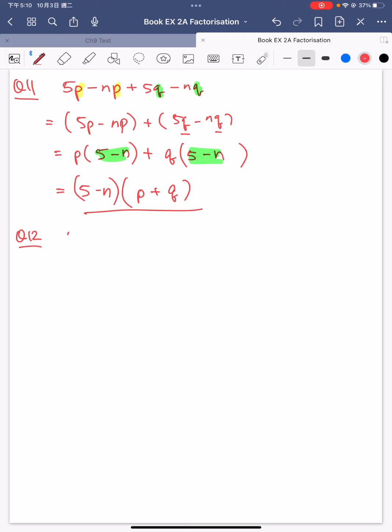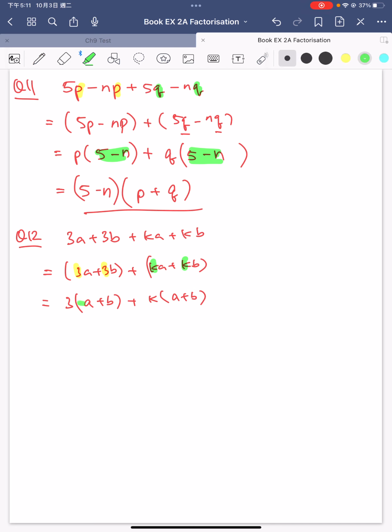Question 12 is 3a plus 3b plus ka plus kb. So first of all, we can group the first two terms to have 3a plus 3b, then plus ka plus kb. Then you can see that our 3 is our common factor, and on the right hand side we have k as our common factor. So you can take out 3, then what we left is a plus b, and we take out the k, then what we left is a plus b as well.